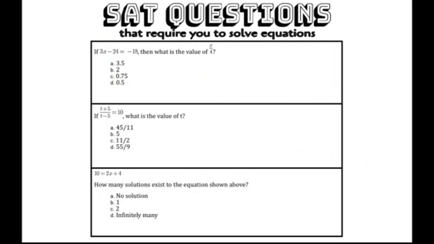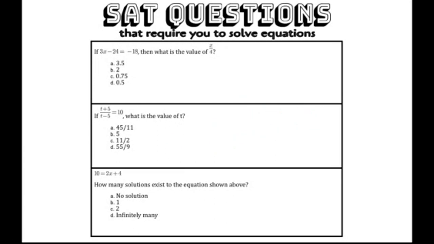So now let's look at this second type. So it says if t plus 5 over t minus 5 equals 10, what is the value of t? So if we had something like this, if we had t plus 5 over 3 equals 10, well then you would know that to get rid of the divide by 3, we would multiply both sides by 3. So we've talked about that quite a bit.